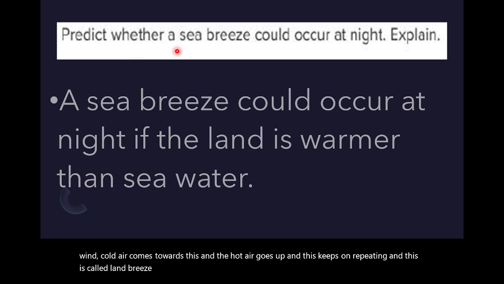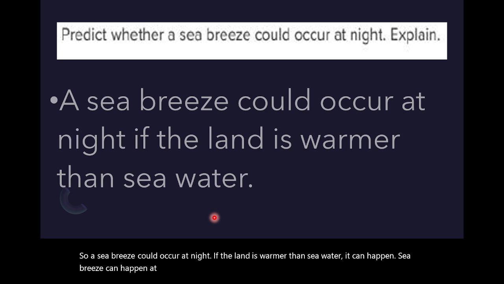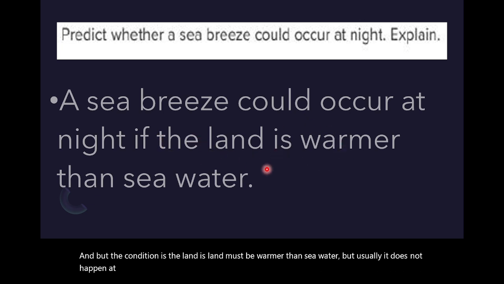Predict whether a sea breeze could occur at night. A sea breeze could occur at night if the land is warmer than the seawater. It can happen, but the condition is that the land must be warmer than the seawater. But usually it does not happen. At night, land is cooler than the sea.